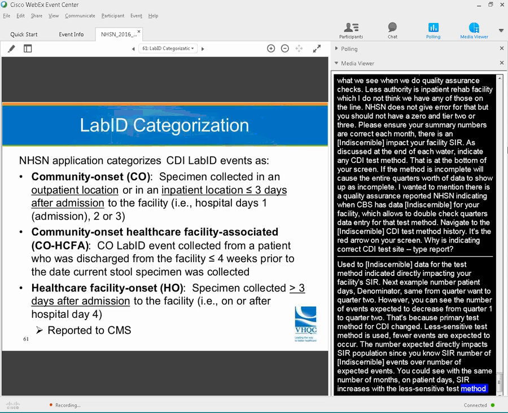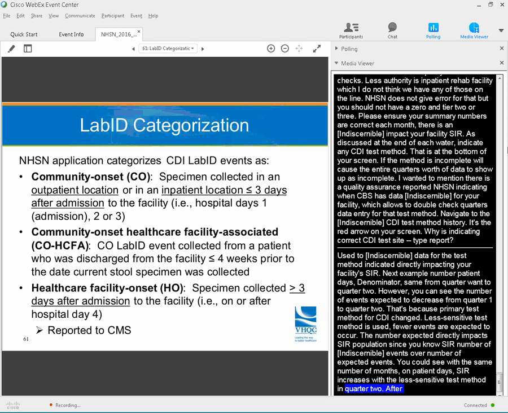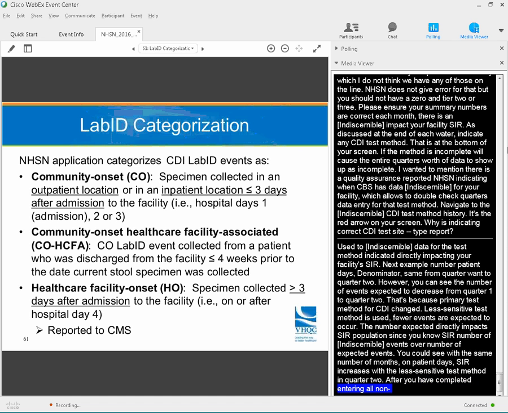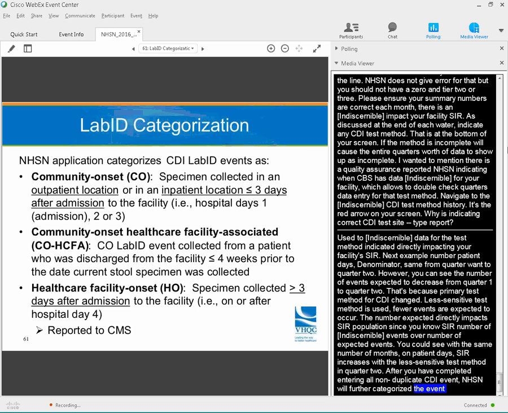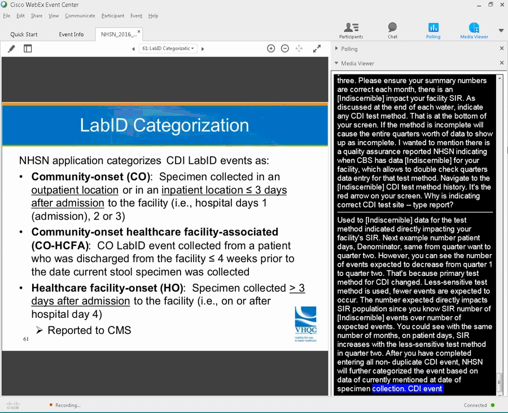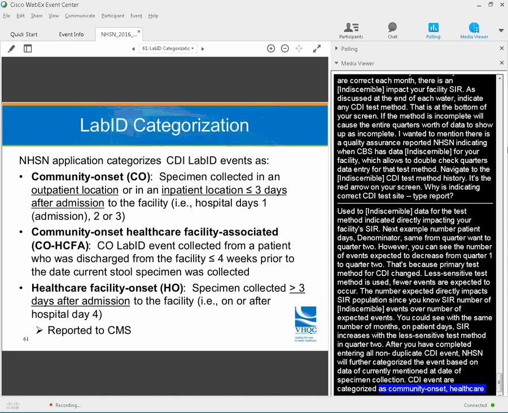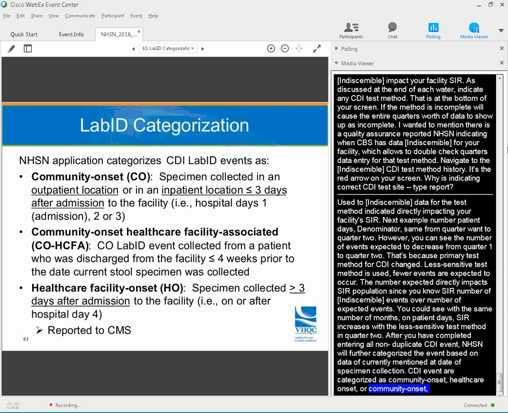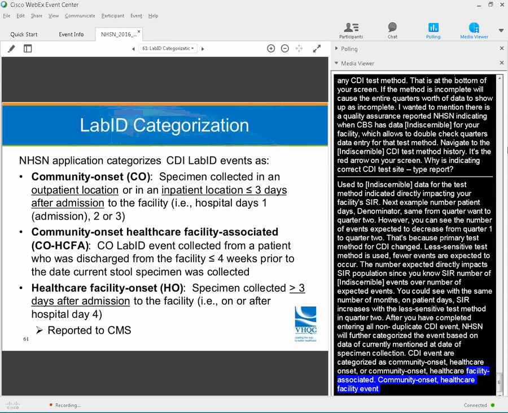After you've completed entering all non-duplicate CDI events, NHSN will further categorize the events based on date of current admission and date of specimen collection. CDI events are categorized as community onset, healthcare onset, or community onset healthcare facility associated. Community onset healthcare facility associated events are simply a subset of the community onset events, and you're not penalized for either the community onset or the community onset healthcare facility lab ID events.